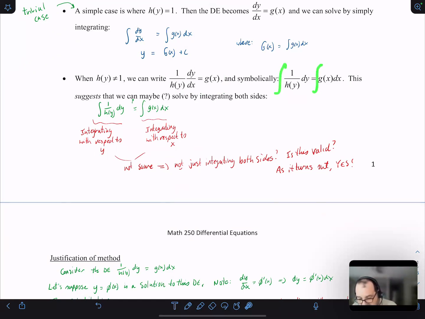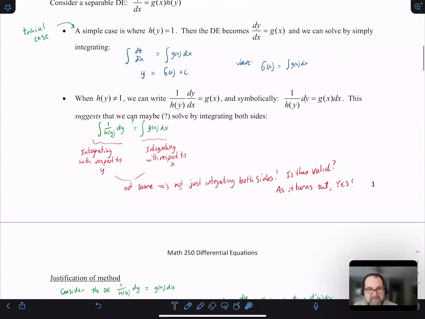So the question is, can we just integrate this on both sides to get a solution? The answer turns out to be yes. However, it is not as obvious as it first looks. Yes, if you have an equality, you can integrate it on both sides. But the difference here is that on the left-hand side, the integral is dy, and on the right-hand side, the integral is dx. So we're not actually even integrating with respect to the same variable. So it is not actually all that obvious that this works.